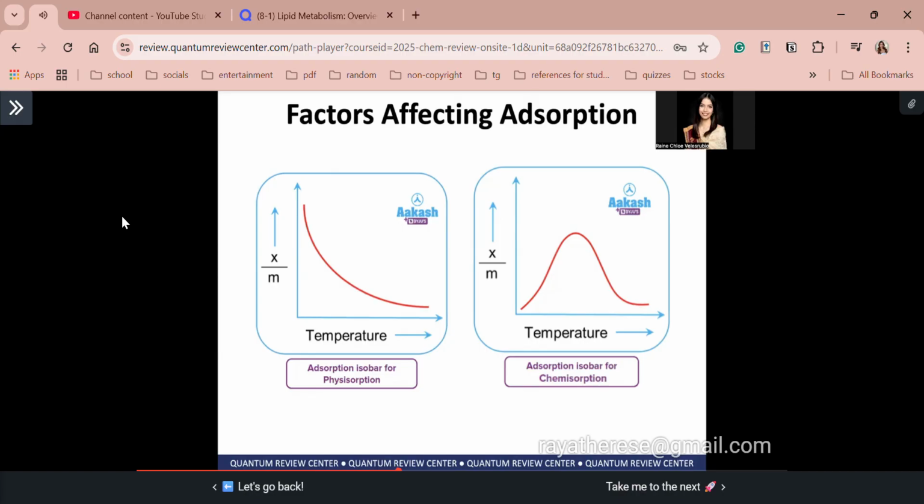Now, why does chemisorption first increase, then decrease with temperature? So, guys, tandaan, chemisorption involves forming strong chemical bonds, diba? Between the adsorbate and the surface.